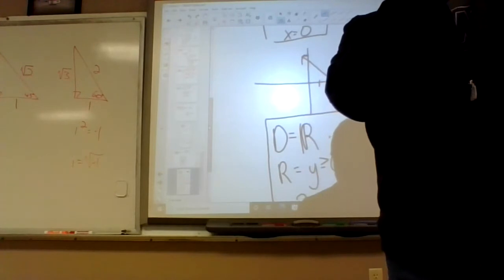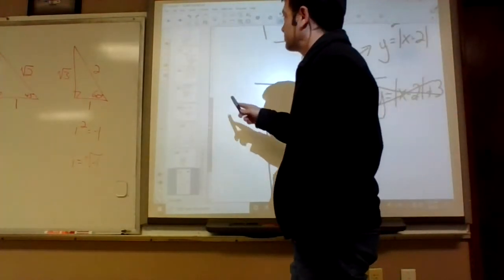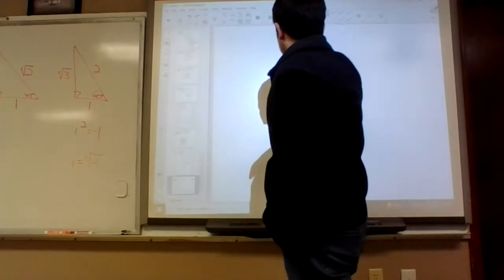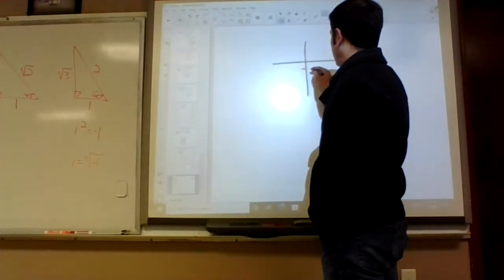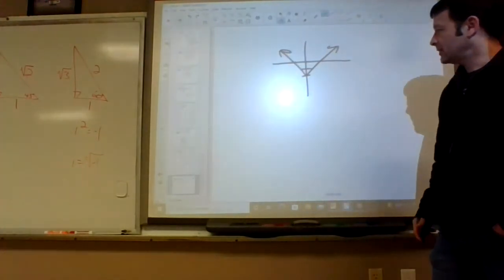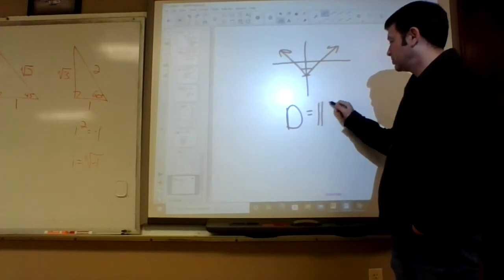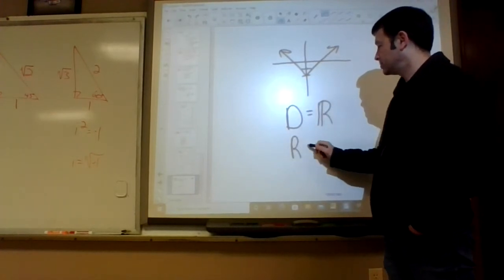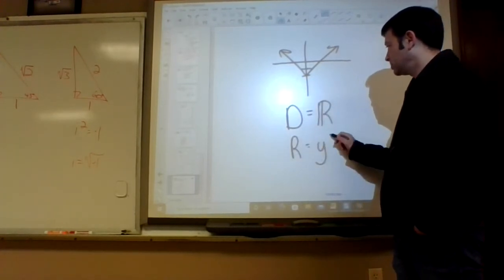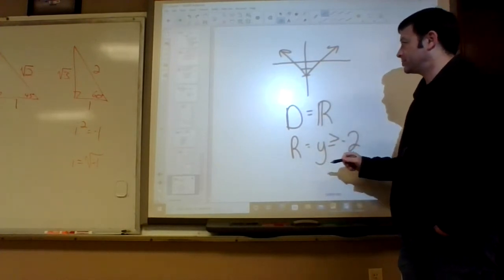Okay, on C, what does that -2 do to the graph? Down 2. So it's going to look kind of like that. So what's the domain? All real numbers. What's the range? Y is greater than or equal to -2. Yeah. And what are the zeros of the function?